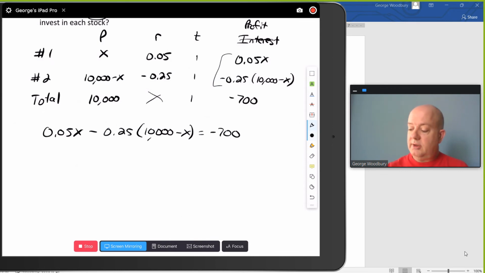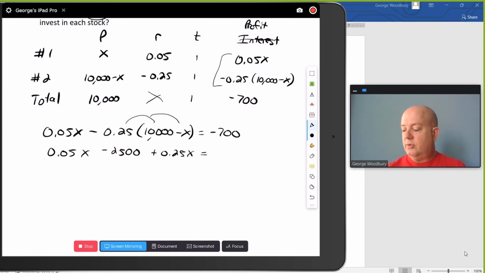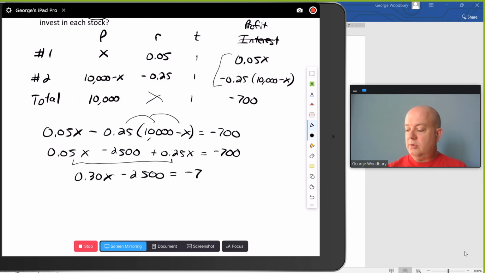We'll begin by distributing the negative 0.25 into the set of parentheses. You still have 0.05x. Negative 0.25 times 10,000 is negative 2,500. Negative 0.25 times negative x is plus 0.25x equals negative 700. We have like terms to combine. 0.05x plus 0.25x is 0.30x minus 2,500 still equal to negative 700.